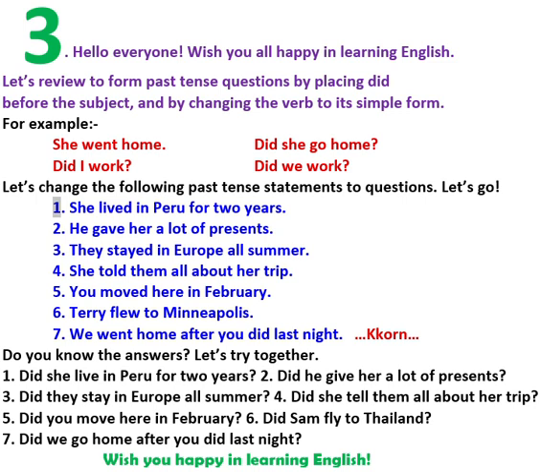Let's go. 1. She lived in Peru for 2 years. 2. He gave her a lot of presents. 3. They stayed in Europe all summer. 4. She told them all about her trip. 5. You moved here in February. 6. Terry flew to Minneapolis. 7. We went home after you did last night. Do you know the answers?